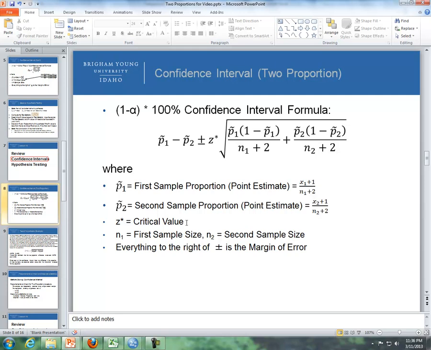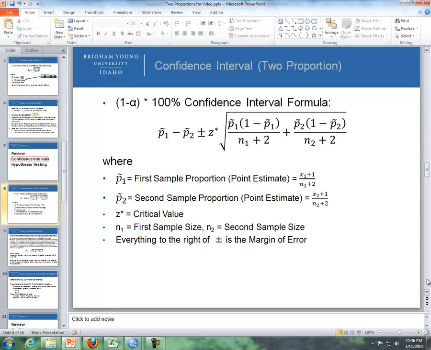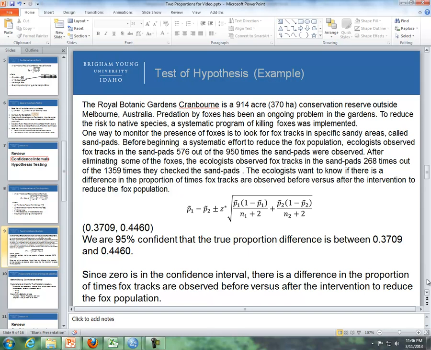Z is a critical value from a z distribution like we've seen before. We have two sample sizes, one for each group, and everything to the right of the plus or minus sign is the margin of error. Okay, so let's go through an example that's also in the textbook.